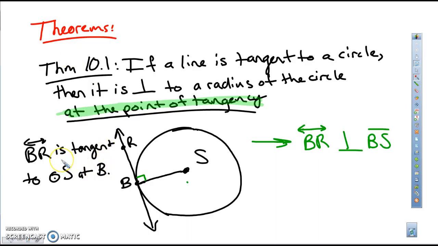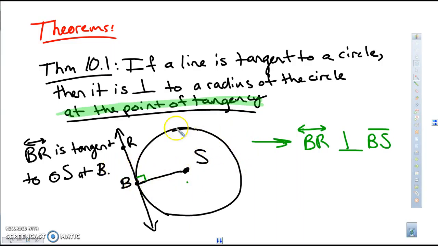All right, so that was our first T. Now we're going to look at our other big T, which is some theorems. Our first theorem is Theorem 10.1, and that is talking about some properties of tangents. The first one says that if you have a line that's tangent to a circle, then it's going to be perpendicular to a radius of the circle, but that radius has to be touching the point of tangency.